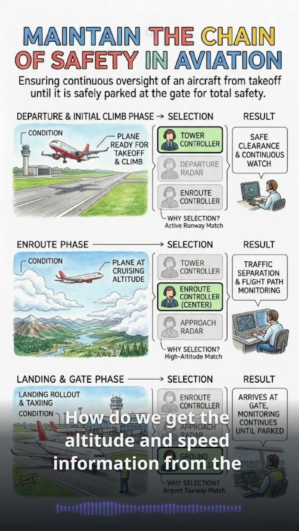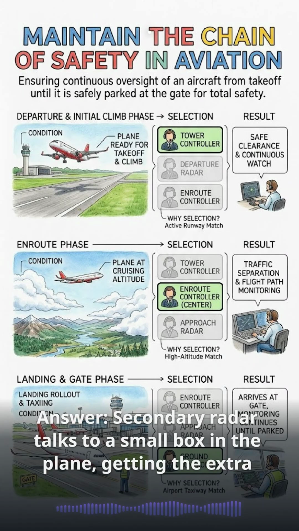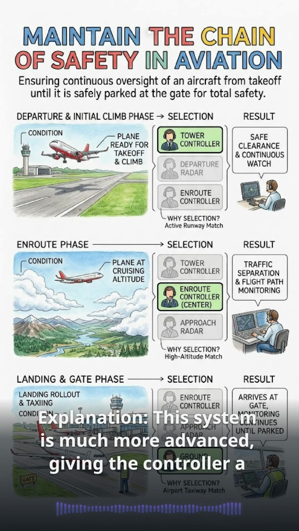41. How do we get the altitude and speed information from the flying airplane to our radar screen? Secondary radar talks to a small box in the plane, getting the extra details we really need. This system is much more advanced, giving the controller a clear picture of the flying traffic.